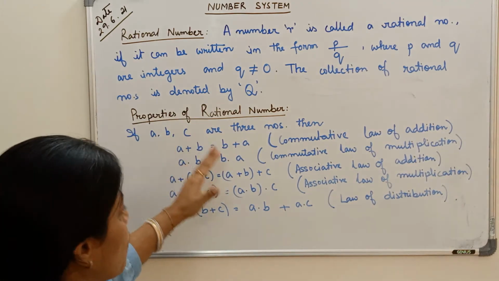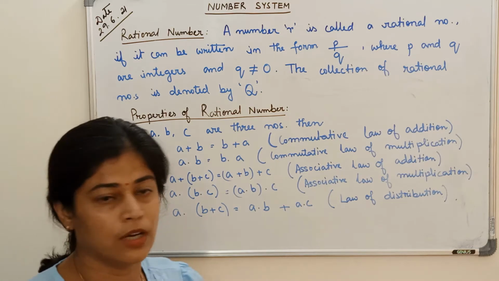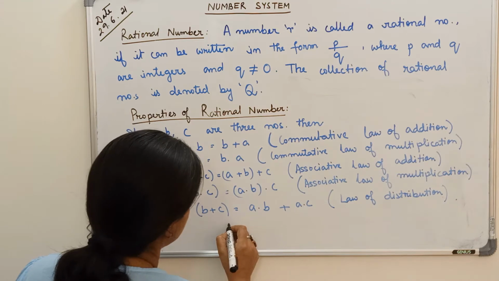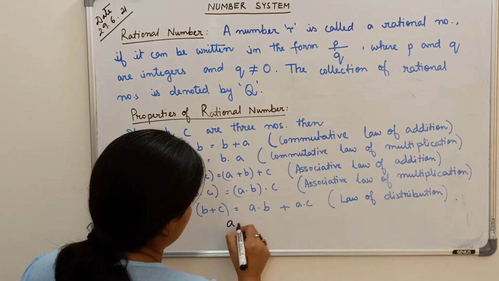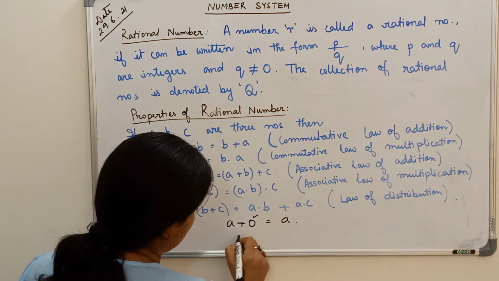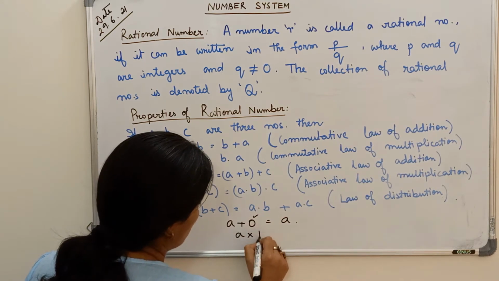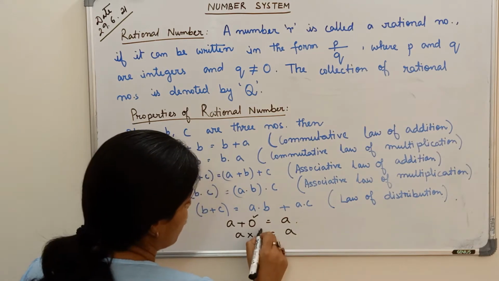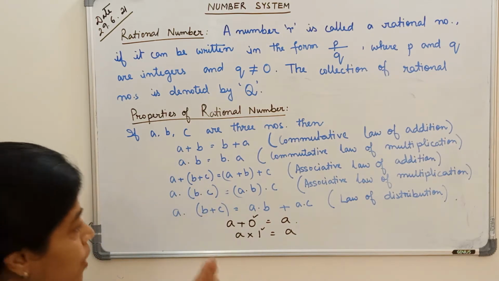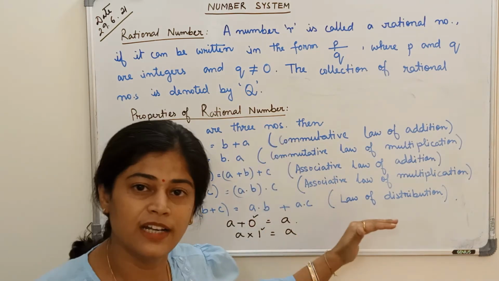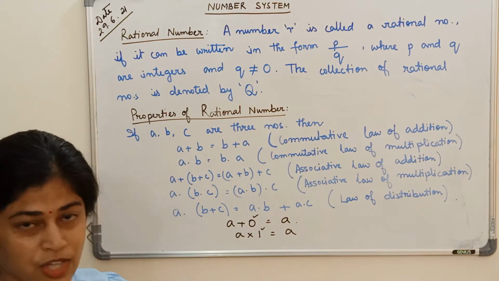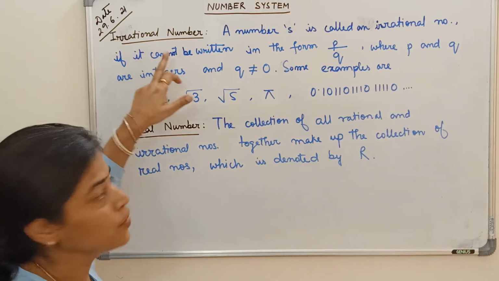So these are the properties of rational number, and two more properties are there. One is the identity. Additive identity is 0. So if we add A plus 0 is equal to A. So 0 is the additive identity and A into 1 is equal to A. So 1 is the multiplicative identity. So these are the properties of rational number, and these properties earlier I have explained in my other videos. You can check that.